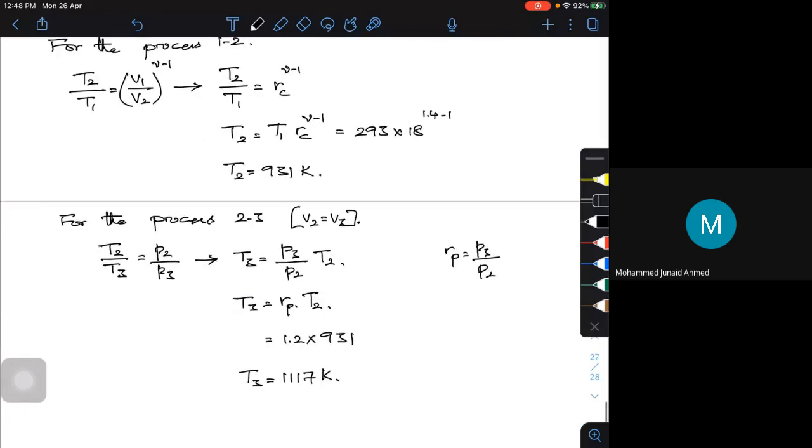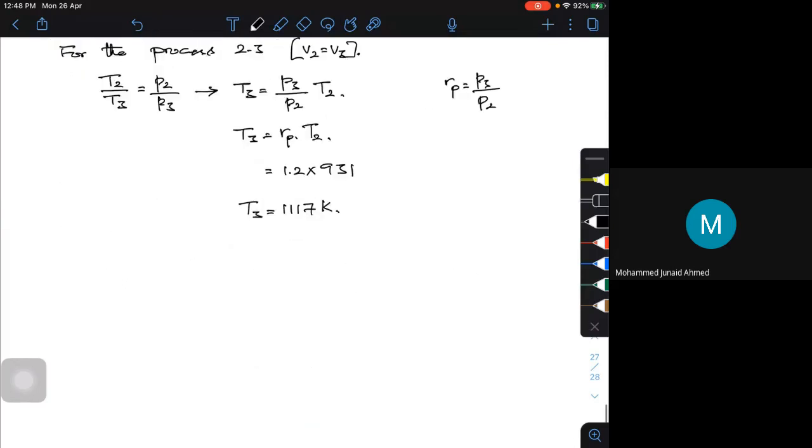Okay. So like this, I need to find T4. I'll consider the process 3 to 4, it's a constant pressure process. Okay, 3 to 4 is a constant pressure process.